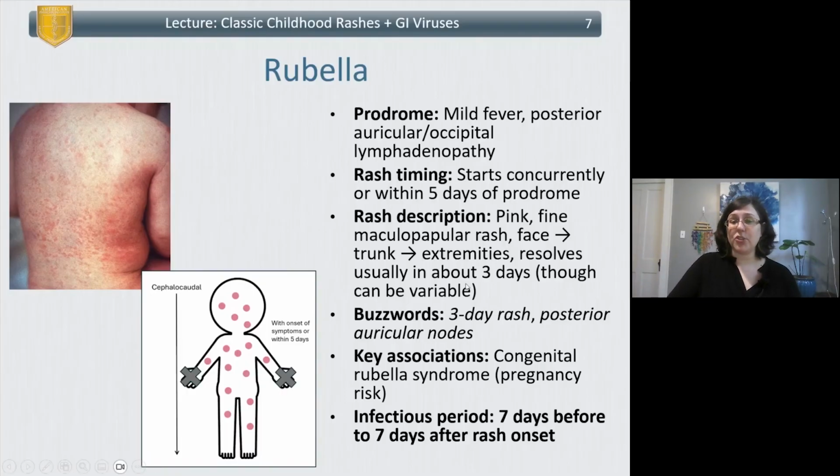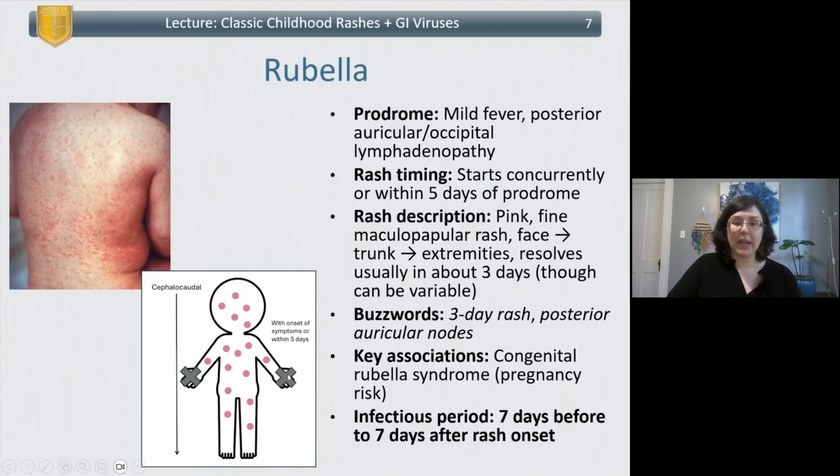Typically, this rash resolves in about 3 days, although that can be variable, but that's why you may have heard the phrase 3-day rash for rubella. So it's much shorter than a measles rash. And then classically, you also have these posterior auricular nodes. Key associations include congenital rubella syndrome. And so getting rubella in pregnancy is a really big risk. And your infectious period is a little bit longer than with measles. It's 7 days before to 7 days after rash onset.